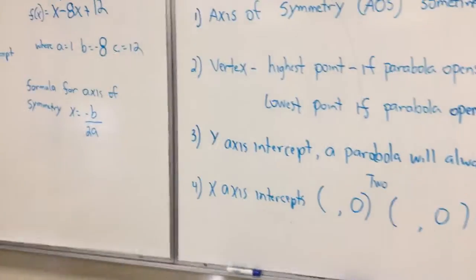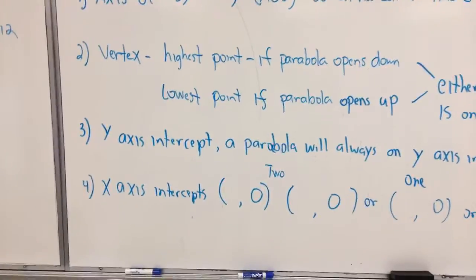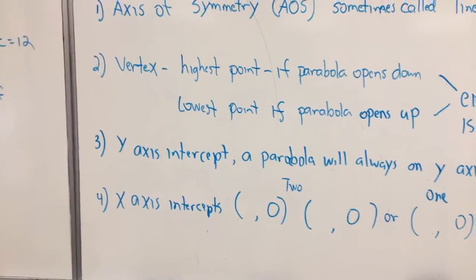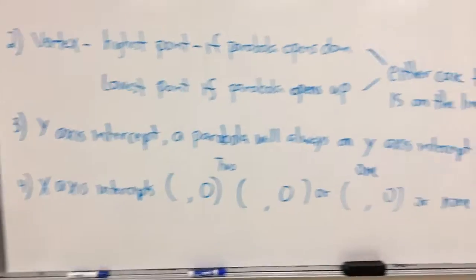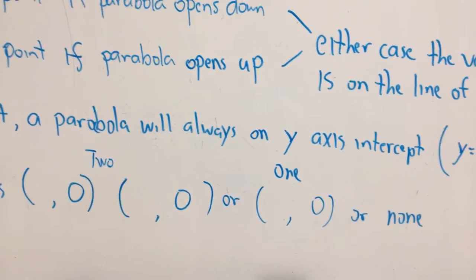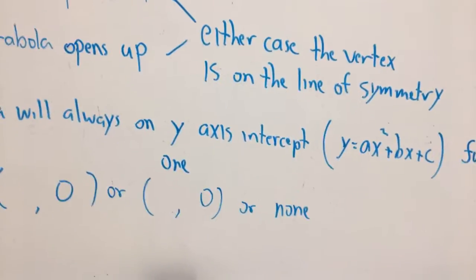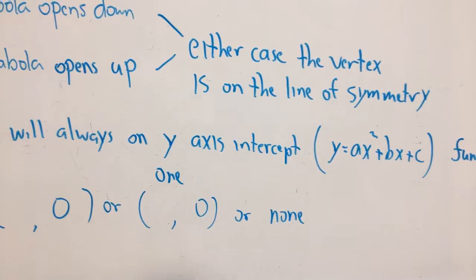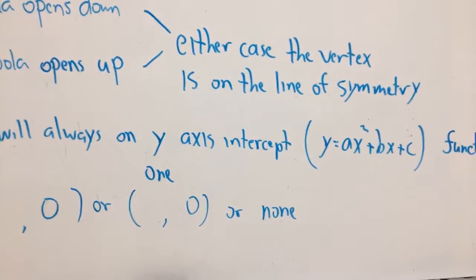And then you need some x-axis intercepts. Now, you can have 2 x-axis intercepts. And remember, every y value on the x-axis is 0. So start off with that. Chuck some zeros in there. Or you may have 1 x-axis intercept if the vertex actually sits on the x-axis. Or you may have none. If the vertex is above the x-axis and it opens up, it will never touch the x-axis. If the vertex is below the x-axis and it opens down, there will be no x-axis intercept.